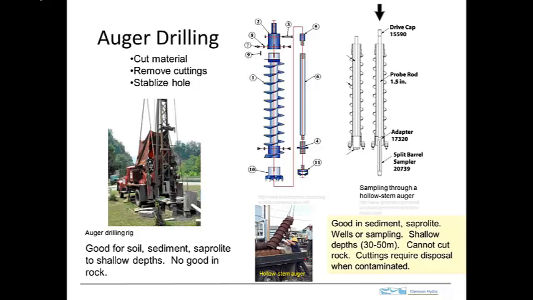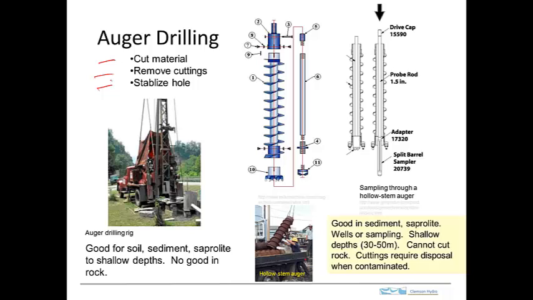So here are some pictures of auger drilling. Here are the things we have to do. We have to cut material, we have to remove the cuttings, and we have to stabilize the hole. So augers are used in relatively soft, unconsolidated material in sediments typically, or around here in saprolite.